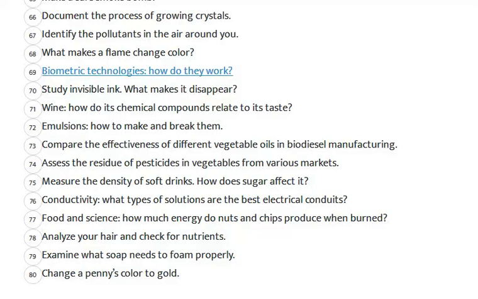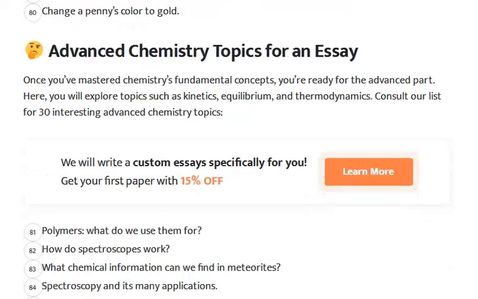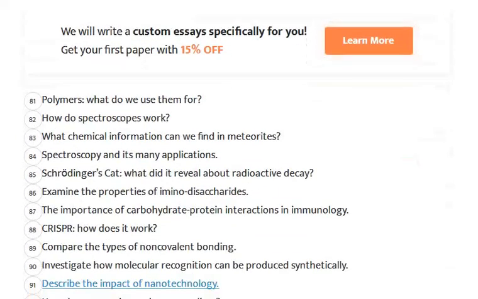How much energy do nuts and chips produce when burned? Analyze your hair and check for nutrients. Examine what soap needs to foam properly. Change a penny's color to gold. 81. Polymers. What do we use them for?